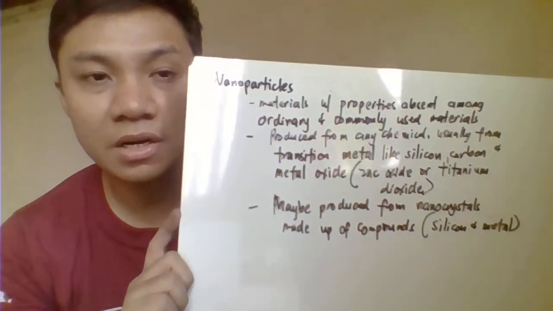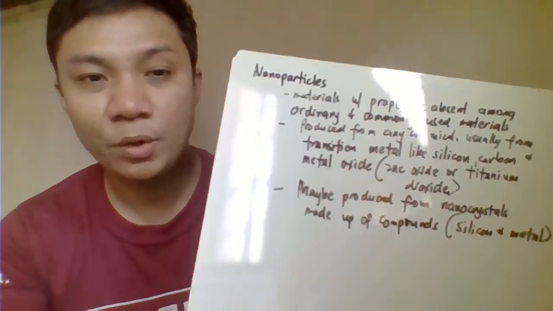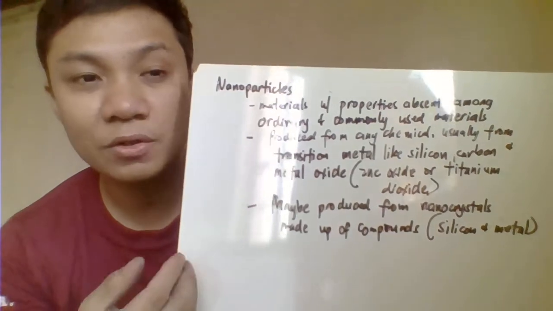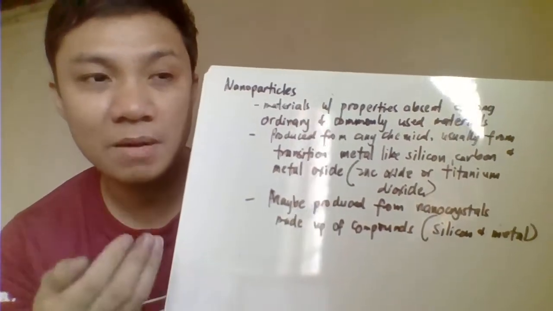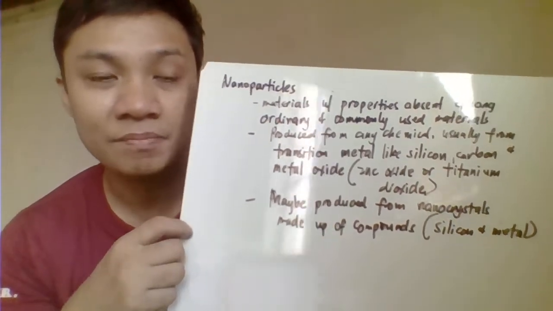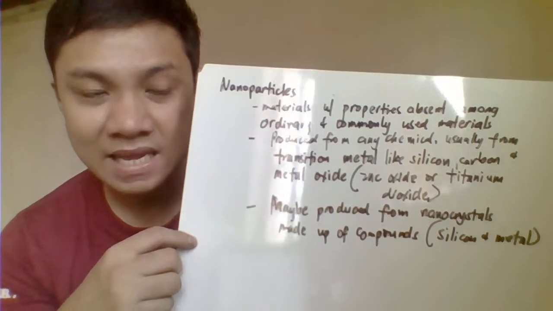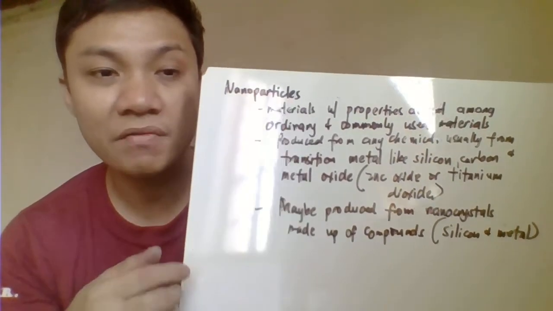Okay, then we have here the term nanoparticles. So nanoparticles here are materials which usually do not have the same properties as ordinary materials. So when we speak about nanoparticles, these are small particle size materials. So this is not just an ordinary material. And at the same time, most likely this one came from different chemicals.